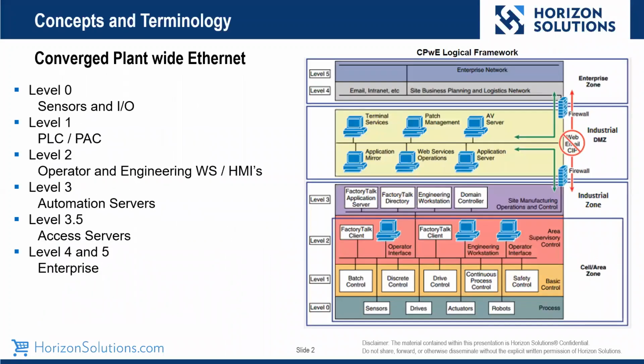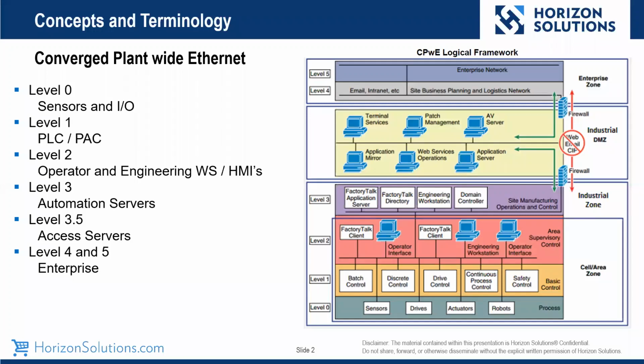The very first concept that I'd like to bring up is the converged plant-wide Ethernet model. This is a model created in conjunction with Cisco, Panduit, and Rockwell. It was established so that you could easily implement and create a robust, secure industrial automation environment and get communication to your enterprise environment that already exists. This framework is broken into multiple levels and zones, and I'm going to take a moment and go through those.